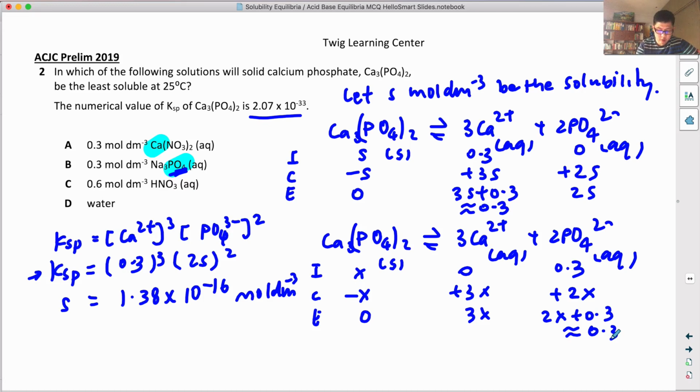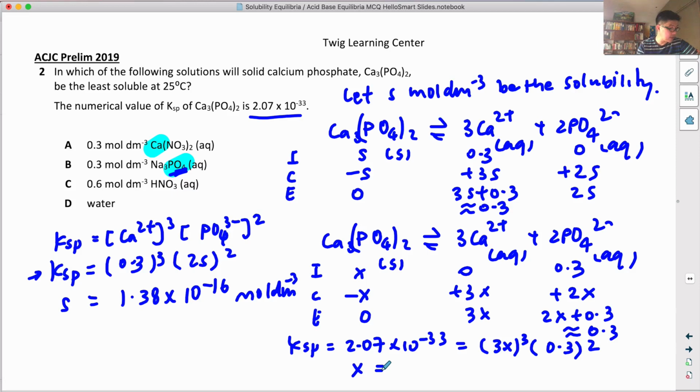All right, so let's try. The Ksp is the same value, so I'm going to write it down, times 10 to the power minus 33, equals 3X cubed times 0.3 squared. You have to work it out. You can solve for X, and in this case I got a value of 6.34 times 10 to the power minus 12 moles per dm cube. Can you see that?